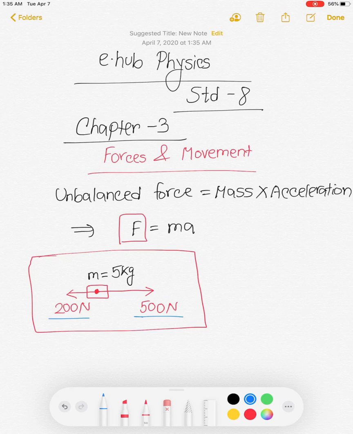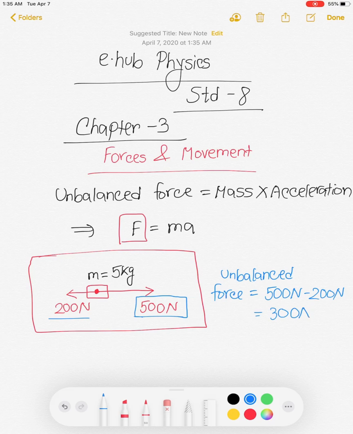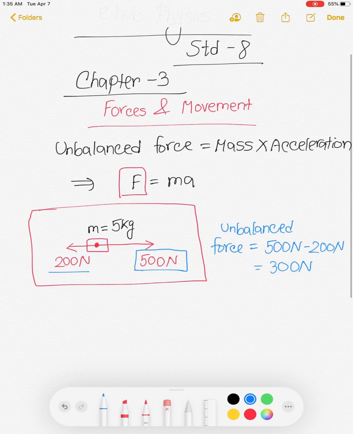So what will be the value of F? The value of F will be the unbalanced force. What do we mean by unbalanced force? We can clearly see that 500 is larger than 200. So the unbalanced force is equal to 500 Newton minus 200 Newton, which gives us 300 Newton. So the value of the unbalanced force is 300.